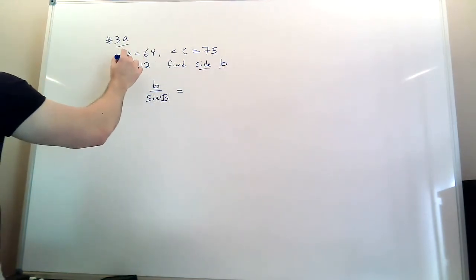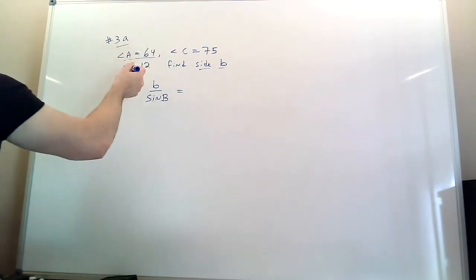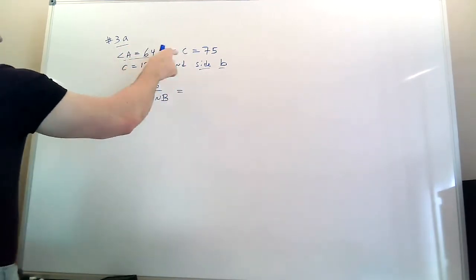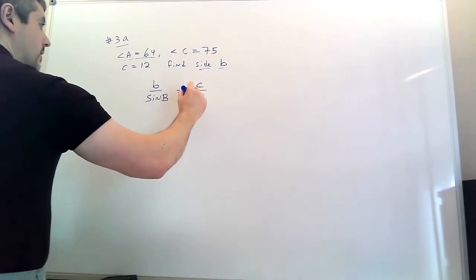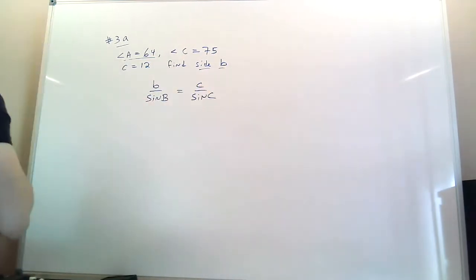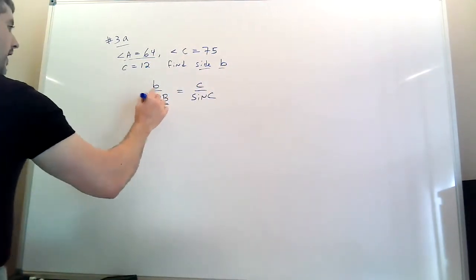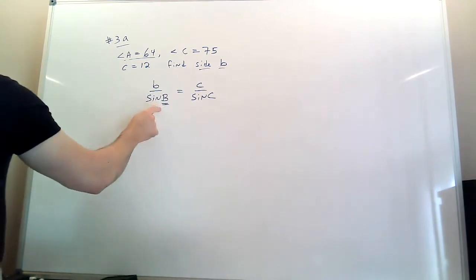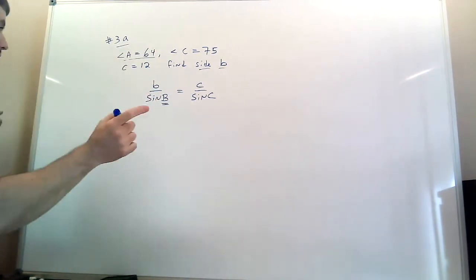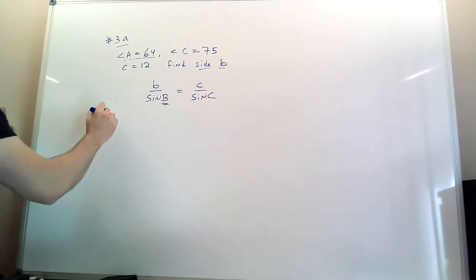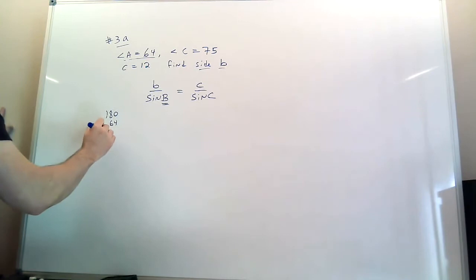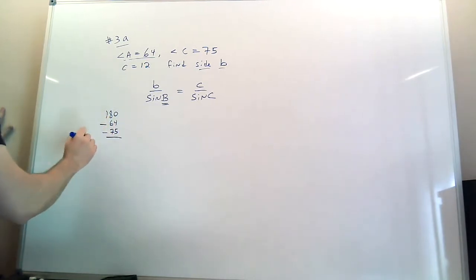Now, I don't know anything about side A. But I have side C and I have angle C. So check. But I'm missing one very important thing. I don't know that angle, but I do know A and C. So on the side, you're going to take 180, subtract angle A, and subtract angle C. That's going to tell you what angle B is.